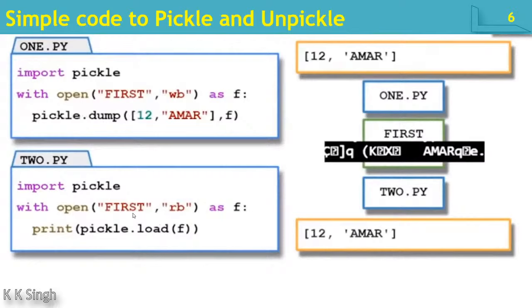f is representing first, and so through this f, the data which is written onto the first binary file will be picked up and will be printed here. So over here I have written 12 Amar. This is a list. It goes to 1.py. Through this program, I am going to write this list, or I am going to dump this list onto the first. So you'll see when you dump this, the information 12 Amar will be transformed into this kind of characters which are not readable.